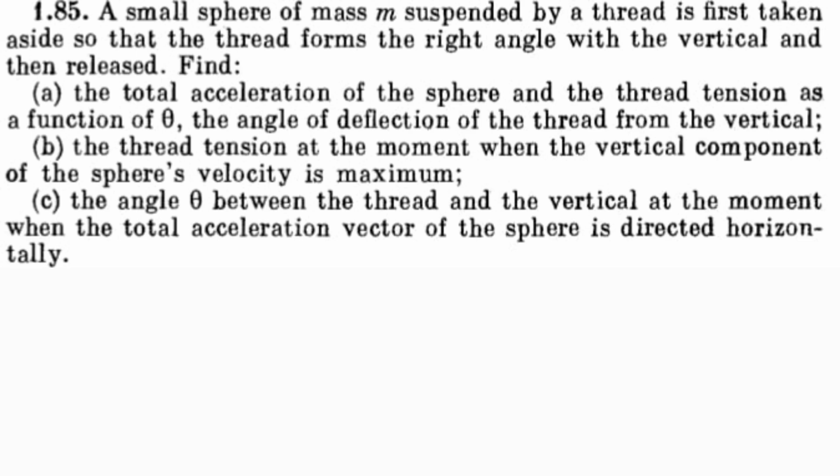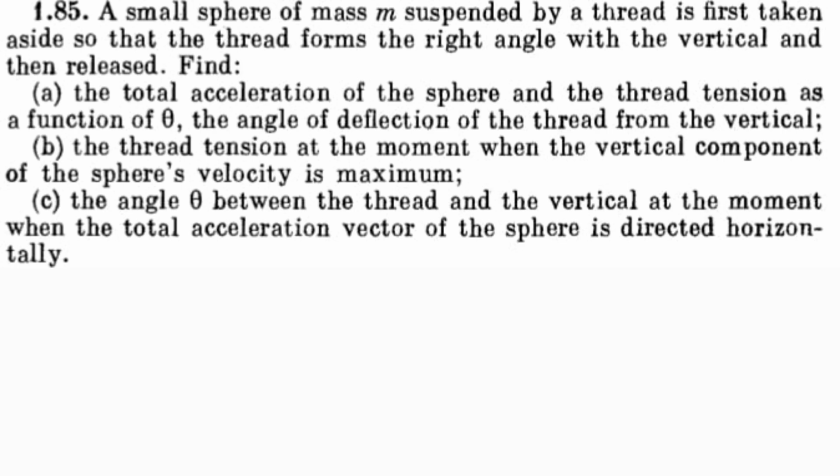So we are dealing with the 8th problem in this series, and the 8th problem in this series is problem number 1.85. The problem states: a small sphere of mass m suspended by a thread is first taken aside so that the thread forms a right angle with the vertical and then released. Find the total acceleration of the sphere and the thread tension as a function of theta, the angle of deflection of the thread from the vertical.